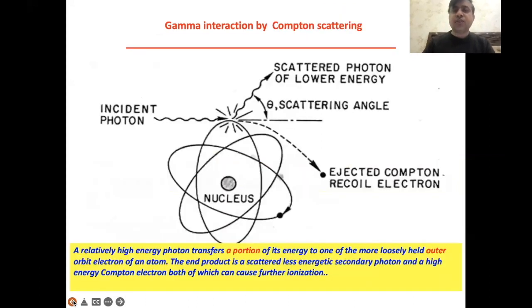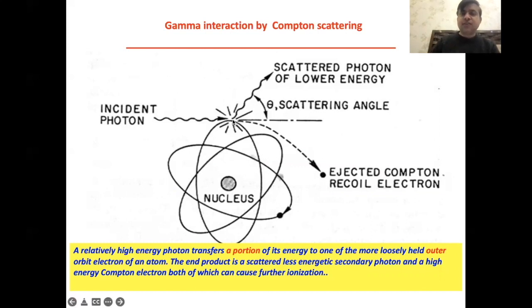Now let's move to another process which is called Compton scattering. A relatively very high energy photon transfers a portion of its energy to one of the loosely held outer electrons. Loosely held. In a later slide I will explain what is meant by loosely held here. So it transfers a portion of its energy to one of the loosely held electrons, which may be in the K, L, M, N shells. Then the end product is a scattered, less energetic secondary electron and a high energy photon, both of which can cause further ionization. So the incident photon coming with high energy strikes a loosely bound electron and transfers a portion of its energy to the electron. Now the binding energy is not a very significant factor here.